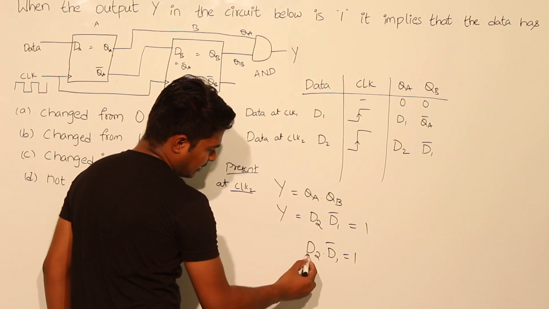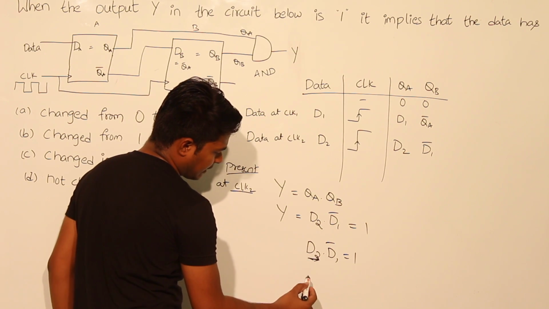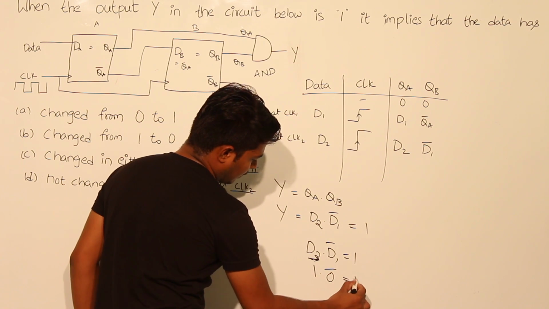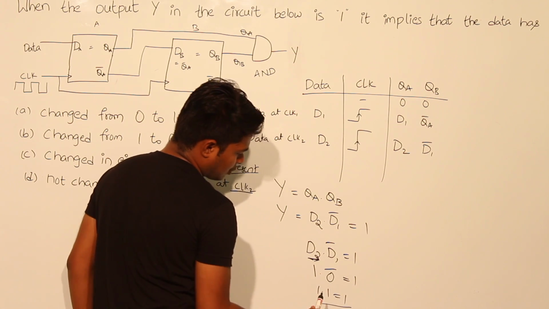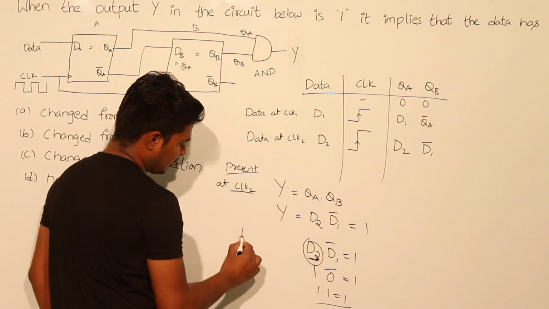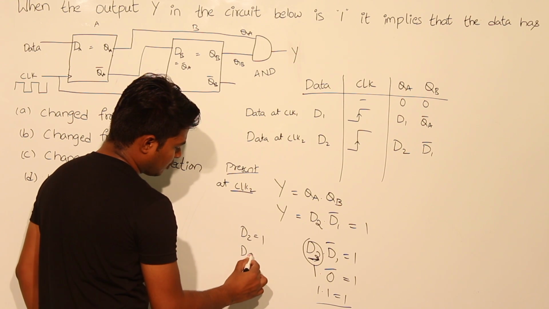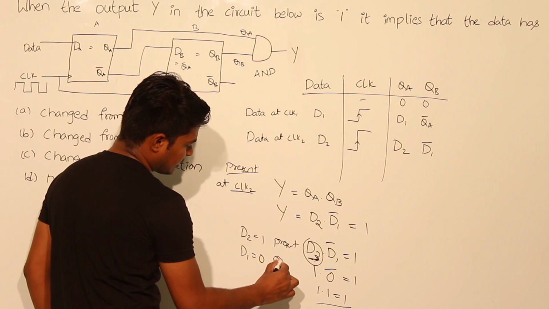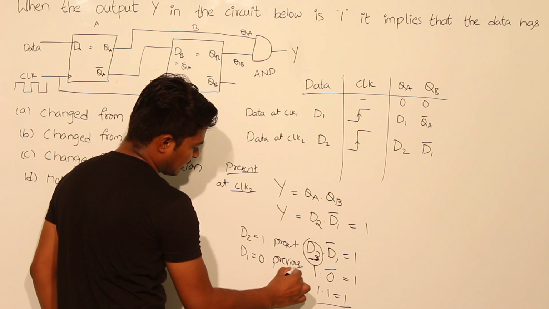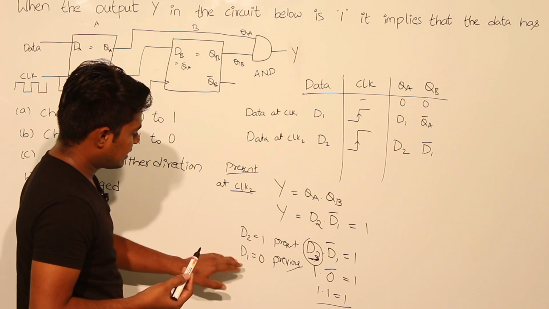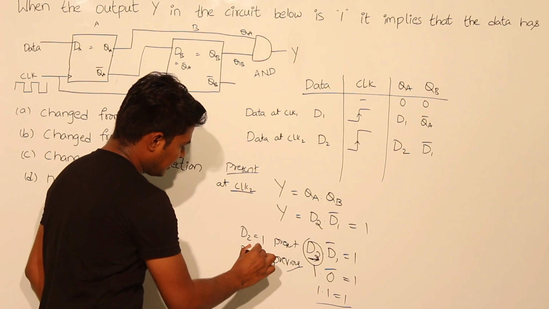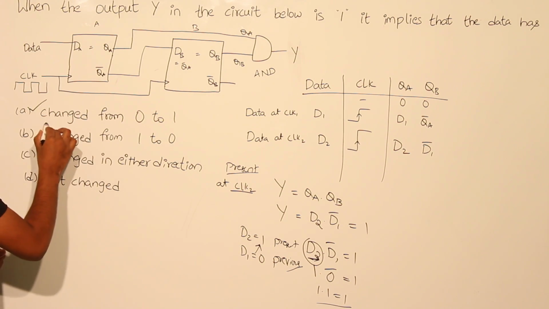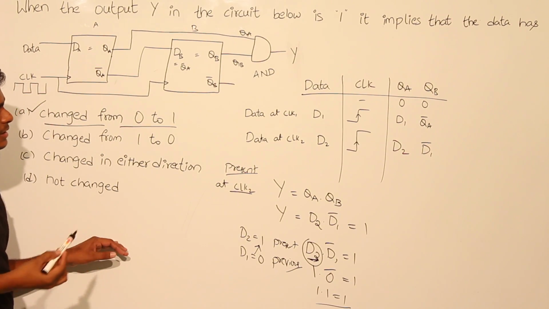So the value satisfying for D2, the present state value, is 1, and D1 should be 0, so D1 bar equals 1. So 1 into 1 equals 1. So D2 has to be 1, D1 has to be 0. D2 is the present state, and D1 will be the previous state when the clock pulse is applied. So it is changing from 0 to 1. If you observe clearly, it is changing from 0 to 1. So the answer is changed from 0 to 1. Option A is the correct answer.